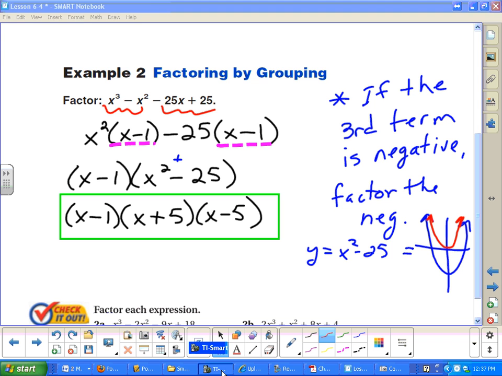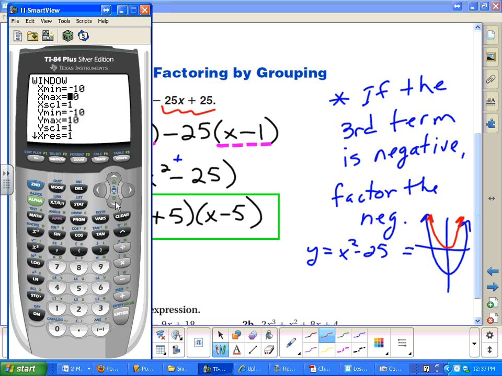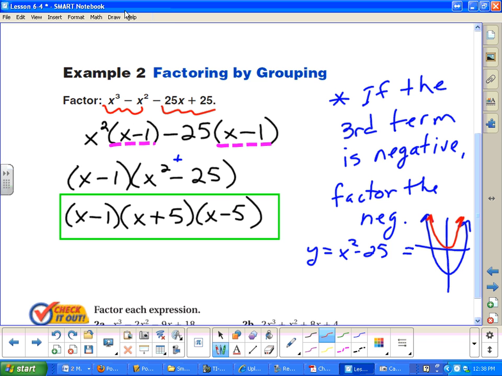So the graph of that one, if I change my window, I'm going to go up to 50. I can see it. But it doesn't cross the x-axis. Since it doesn't cross the x-axis, you cannot factor it. So I can factor the difference of two squares. I cannot factor the sum of two squares. So if this would have said x squared plus 25, then that step right there would have been my answer. I couldn't have gone any farther. Just wanted to remind you of that.